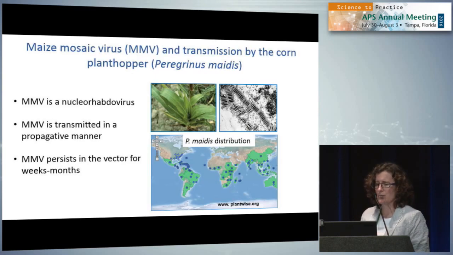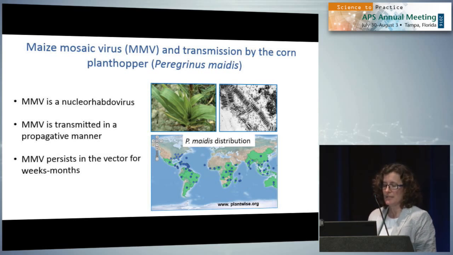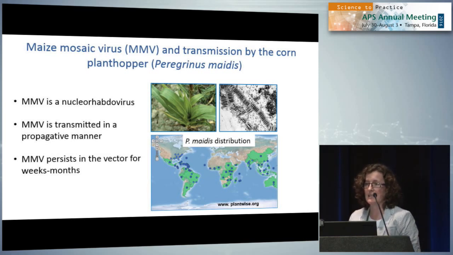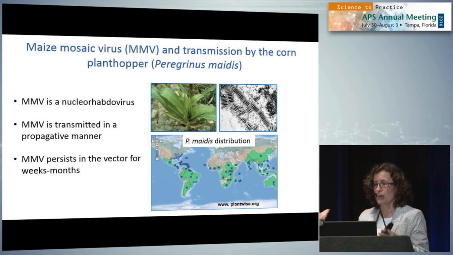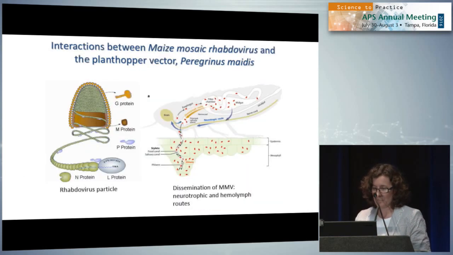So let's talk a little bit about how the virus is transmitted and what the virus is. This is a nuclear rhabdovirus. It replicates in the nucleus of the plant and the insect cells. It's transmitted in a propagative manner. And this virus persists in the vector for its entire lifetime. So this is quite a while that this insect can transmit when you think the adults can live up to 60 days. So that's actually quite a good proportion of the corn growing cycle.